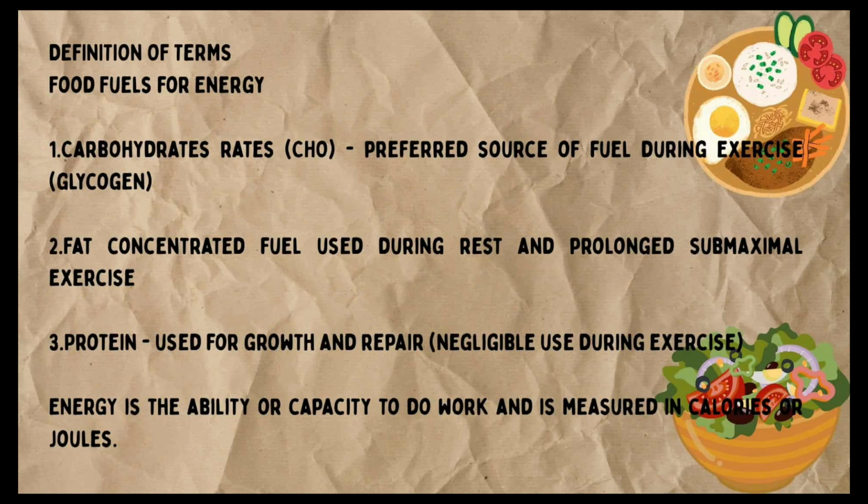Definition of terms. Food fuels for energy. First, carbohydrates, preferred source of fuel during exercise. Second, fat, concentrated fuel used during rest and prolonged submaximal exercise. And lastly, protein, used for growth and repair, negligible use during exercise. Energy is the ability or capacity to do work and is measured in calories or joules.